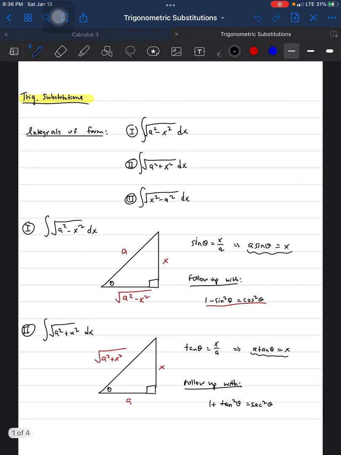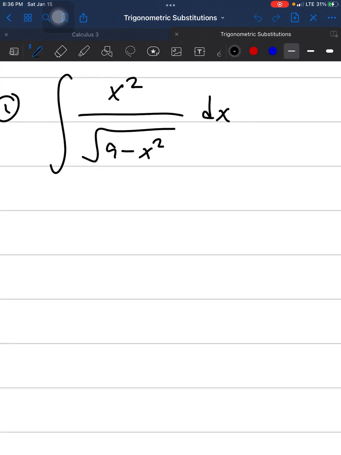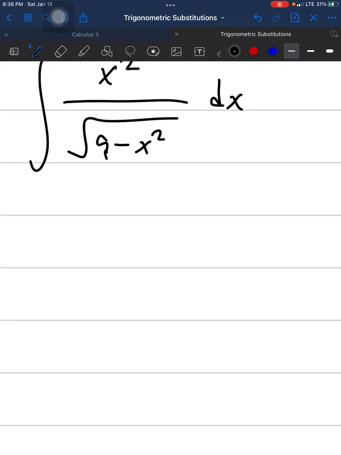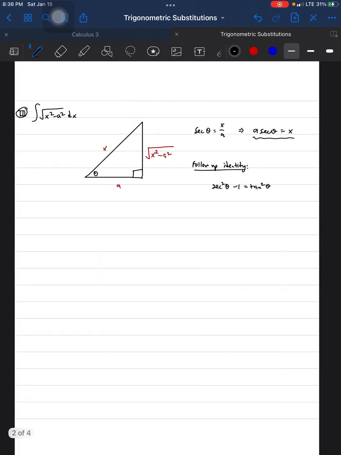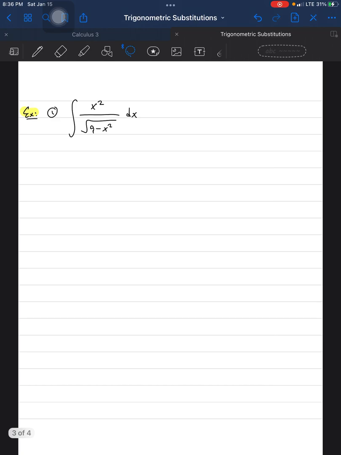So first we have to determine which method we are going to use. If you go back to our intro video notes, we had three cases, which are right here. We have to make sure which case we are in right now. When we look at this, the radical is 9 minus x squared, so that means it's a number minus a variable squared. And when you look back at our cases, the only one that has a number minus x squared is this first one. So we're going to be using this first case.